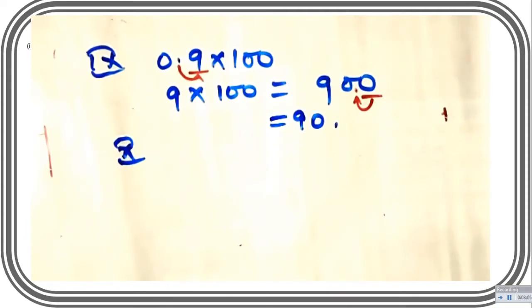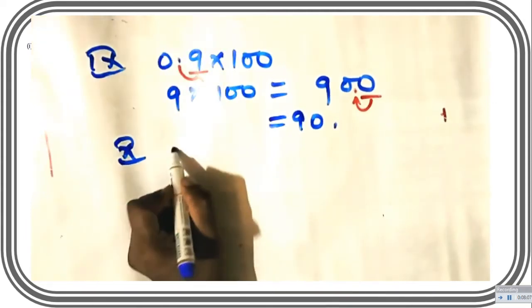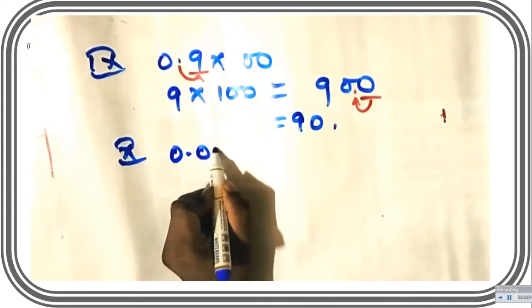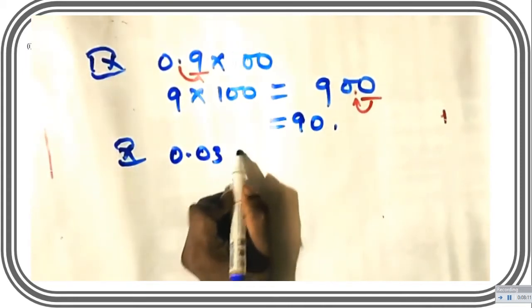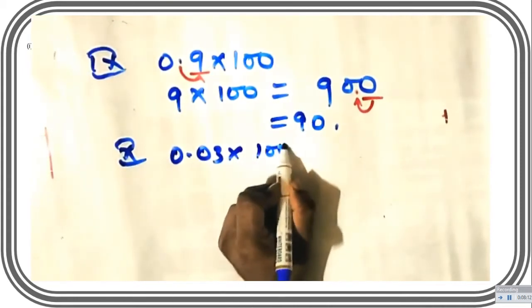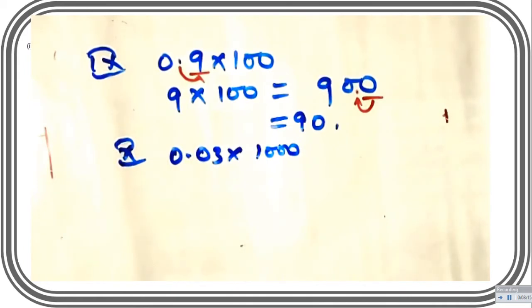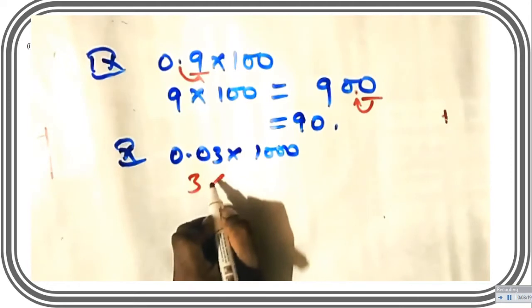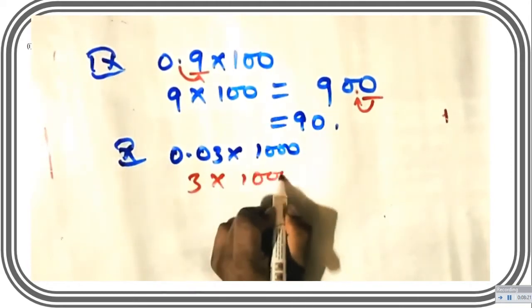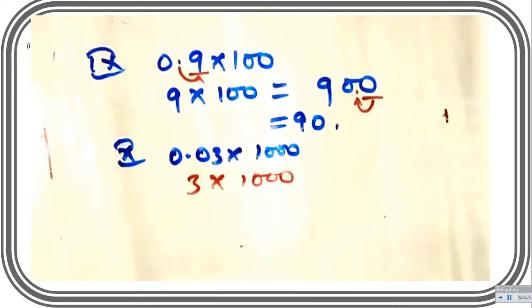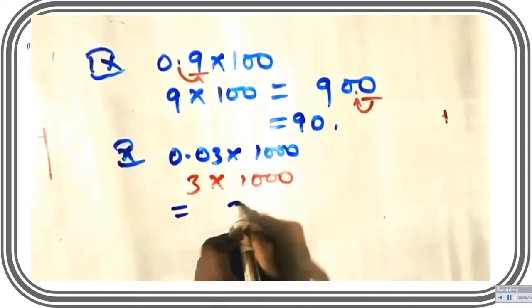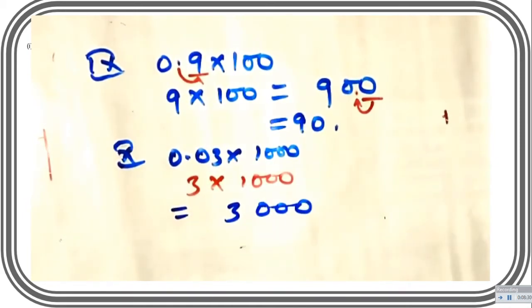Now the last part of this question I'm going to solve. The remaining parts you have to do by yourselves. Here I have taken the question 0.03 multiplied by 1000. As above, here we are going to multiply 3 with 1000. So the answer we get here is 3000.